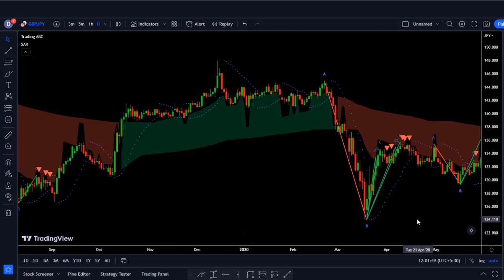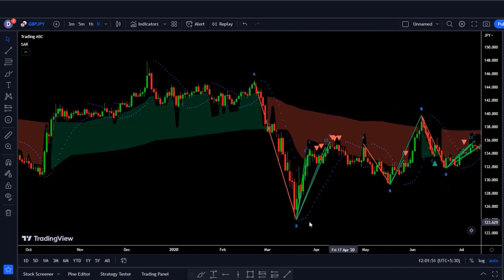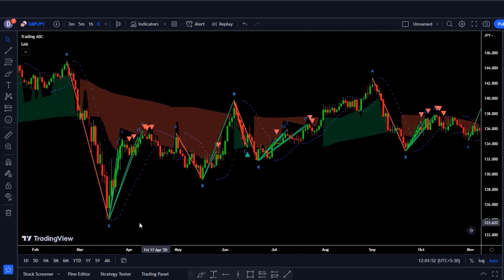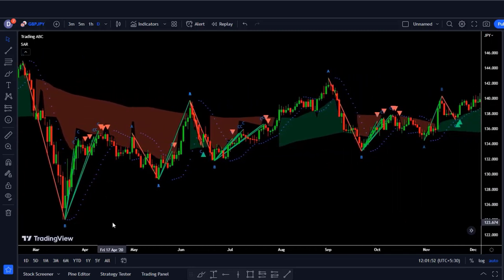Alright, moving on the charts, another ABC pattern here, which is confirmed here. The parabolic dot goes above the price, and another ABC pattern here. And at this point, the parabolic dot goes above the price. So we would enter another short position here at this point.